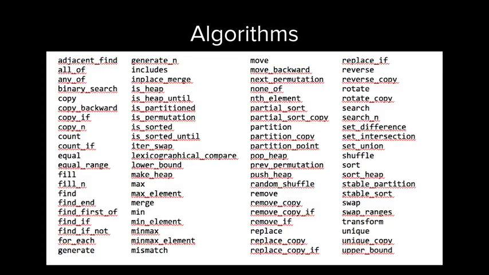So here's a list of all algorithms. There are some really useful ones. So standard copy, which copies from one iterator range into another. You have standard equal, which checks if the range is equal to something. You have max element, which returns the max element in an iterator range. You have other things.